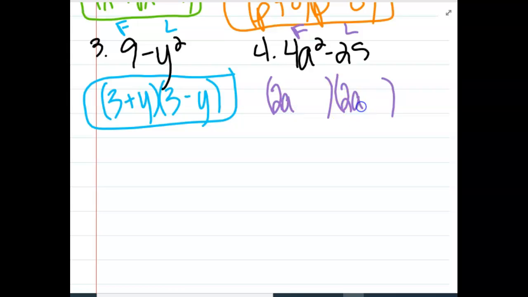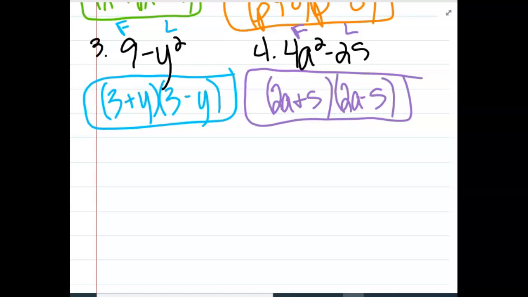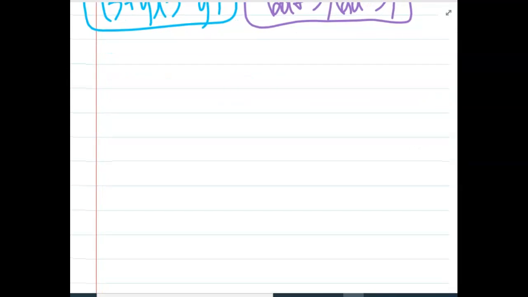2a times 2a. What times what gives me a negative 25? A plus 5 and a minus 5. And remember, the signs have to be different, right? Because the whole point here is that I don't have a middle term. The middle terms cancel out, so the signs have to be different. Okay, number 5.